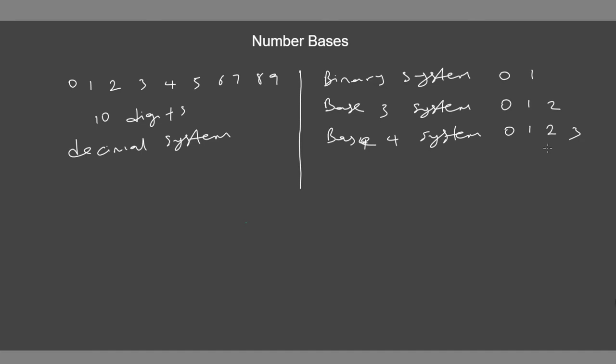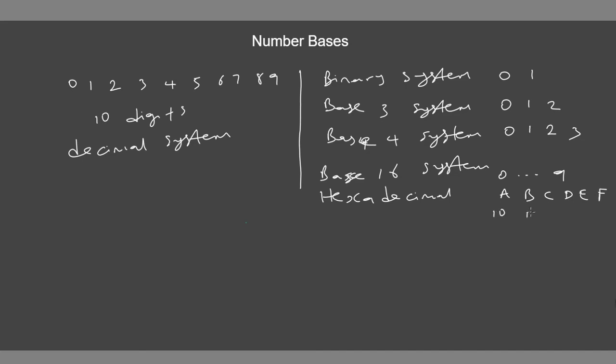We also have number systems that are above 10. So we have, for example, base 16. The base 16 system is also known as the hexadecimal system. In this case, we have 0 to 9, then we have A, B, C, D, E, and F, where A represents 10, B represents 11, C 12, D 13, E 14, and F 15.